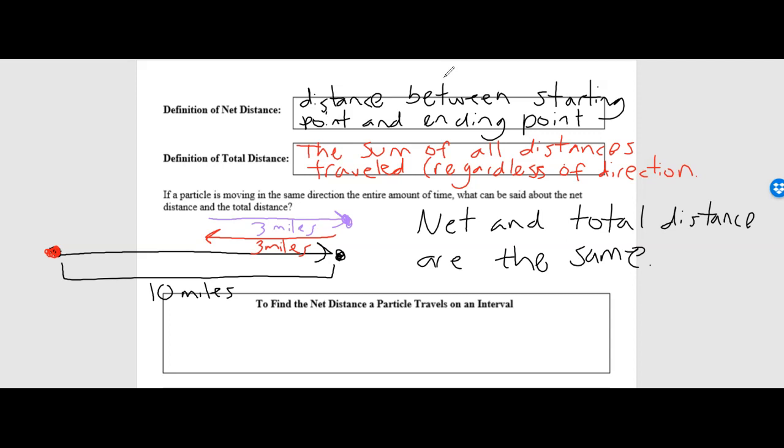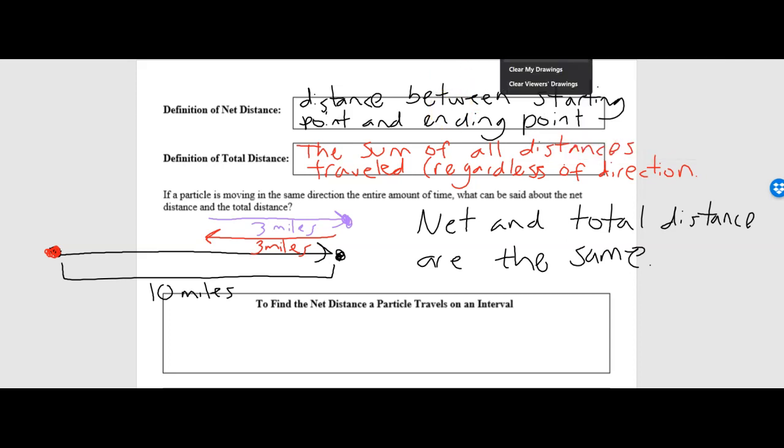Remember, distance is always going to be positive. So it's not like traveling backwards 3 miles and traveling forwards 3 miles cancels each other out. It doesn't. They each count as 3 miles on their own. So when a particle or a person or whatever's moving changes directions, that's when your total distance is going to differ from your net distance.